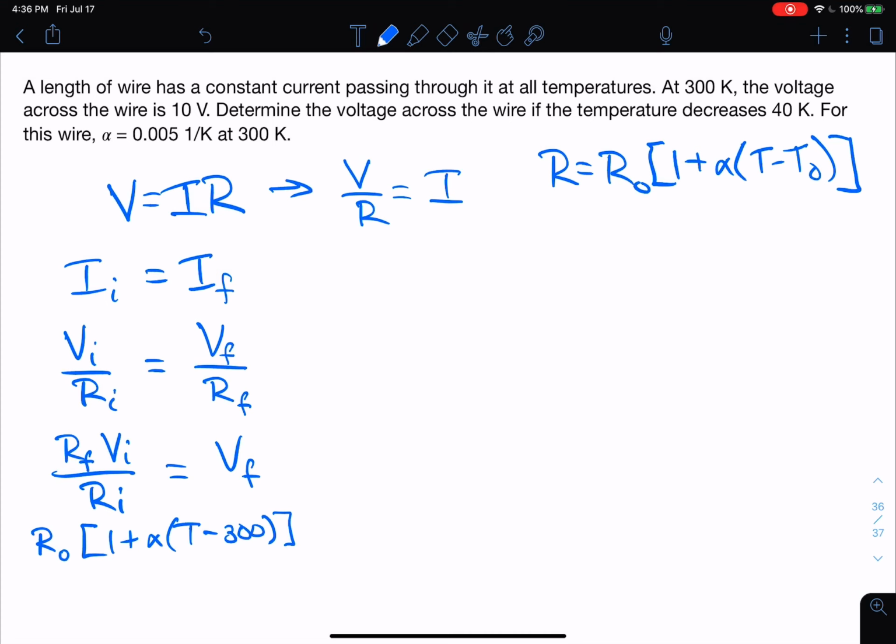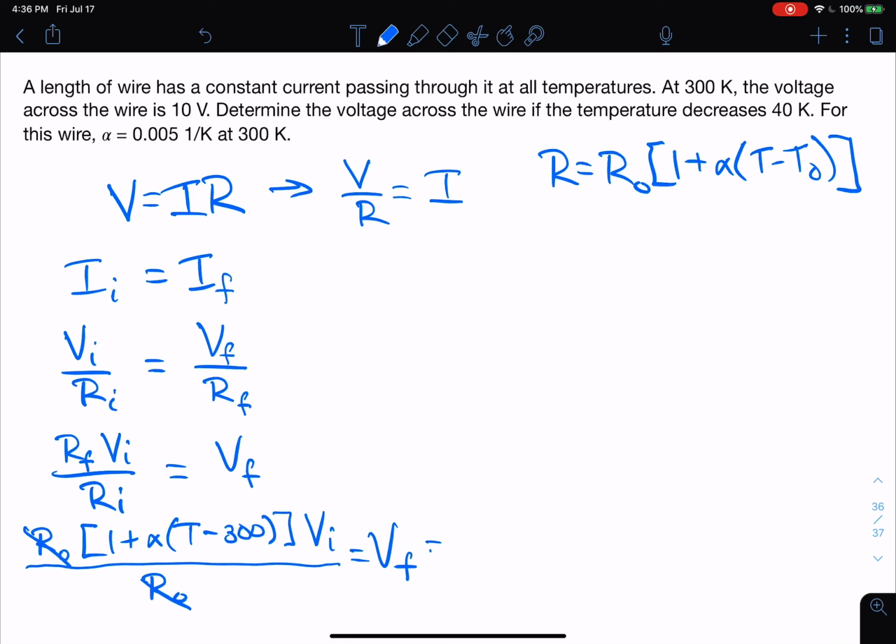And that's important to take note of because this initial resistance happens at 300 Kelvin. So that must be R naught. My initial resistance is actually just R naught. Okay, so continuing on, the R naughts are going to cancel. Let's go ahead and put in the values.